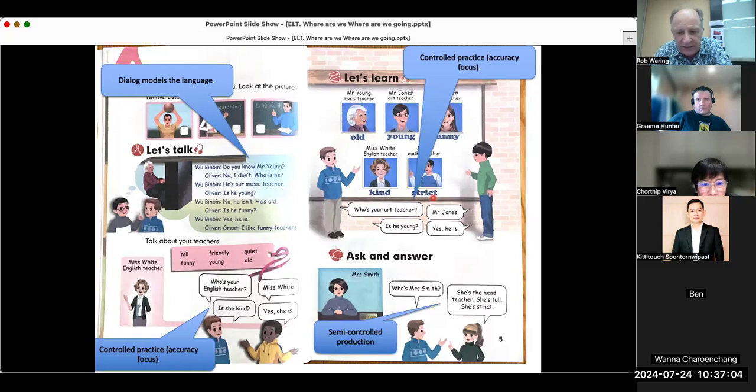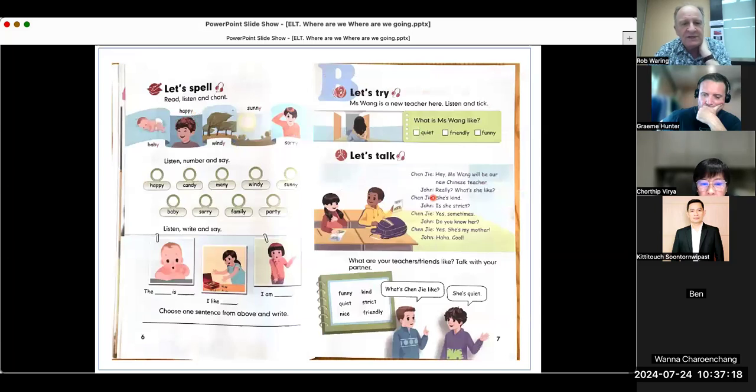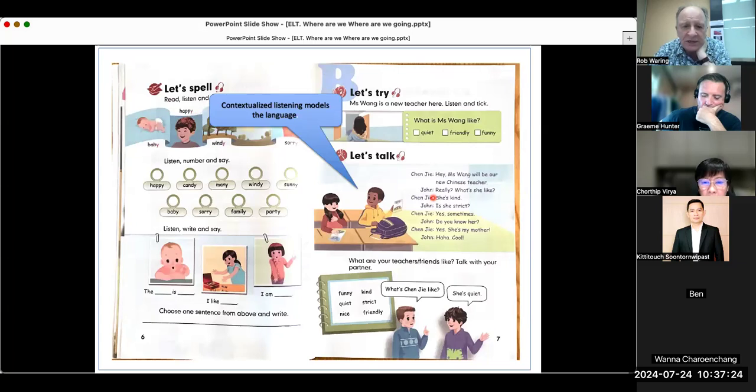And at the bottom on the right, here we have a bit more open conversation. Who's Miss Smith? Now, I suppose you could use your own sentences here, but again, you're limited to the sentences which are on the page. In this activity, again, similarly, this is a contextualized listening model, again going over the same language. Is she strict? Do you know her? Yes, she's my mother, right? And then down here, we're having a controlled productive activity. This here is a gap fill. Again, you have to choose the correct word to put in here. This is an accuracy-focused, language-focused activity.